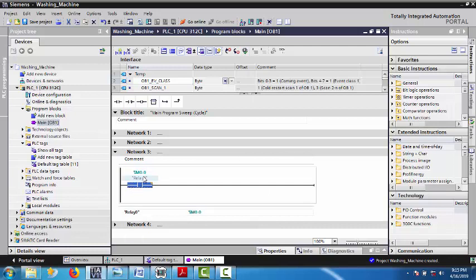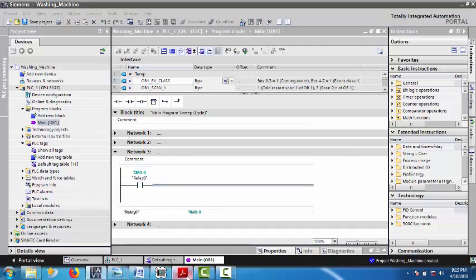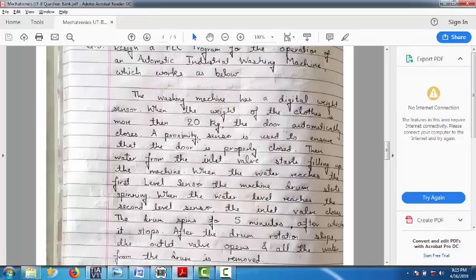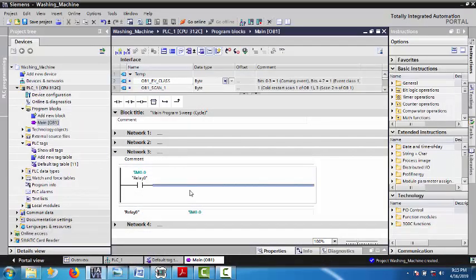Relay 0. Okay, what is happening? A proximity sensor is used to ensure that the door is properly closed. Then water from the inlet valve starts filling up the machine. So after the door is closed, the inlet valve opens.